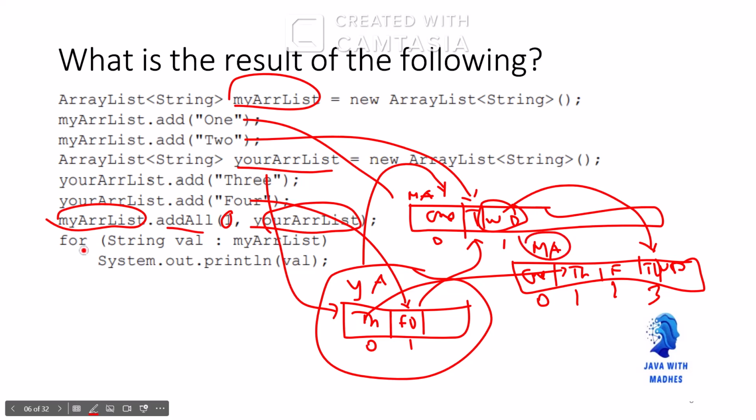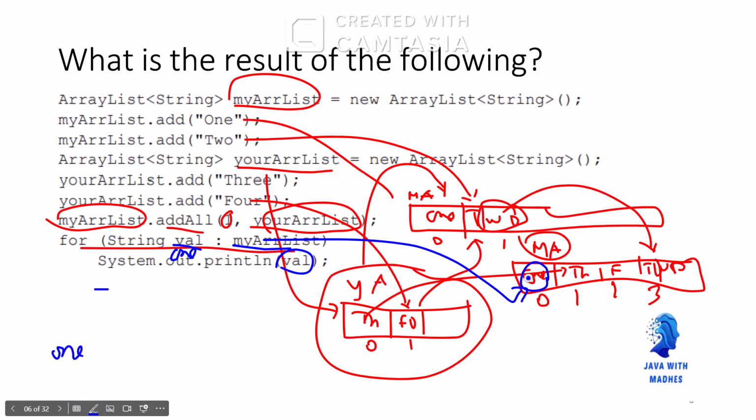Now we are using a for each loop to print the my array list values. While executing the for each loop the first time, my array list points to the address of the first element, right? We are referring to the content associated with this memory location, which is 1. That value 1 will be assigned to the variable value. Then we are printing that value, so 1 will be printed as an answer.